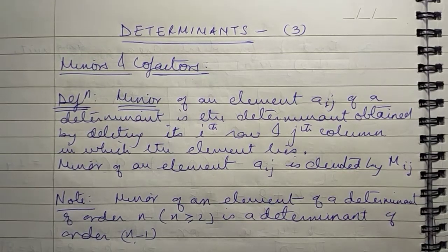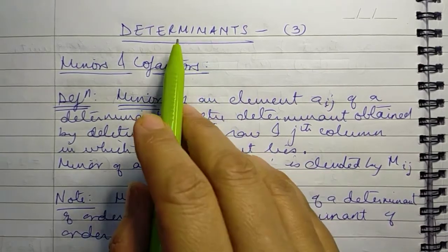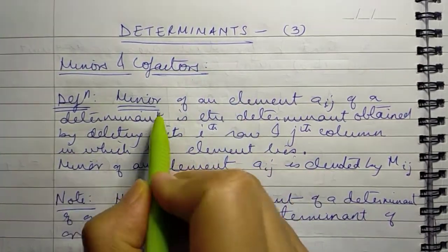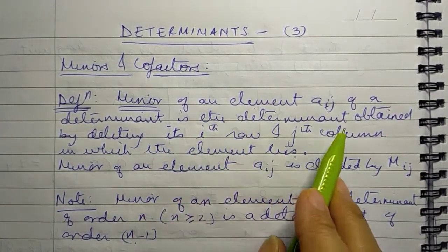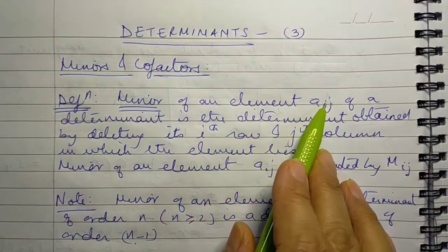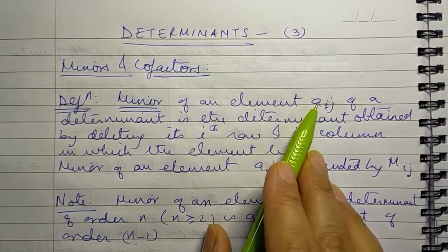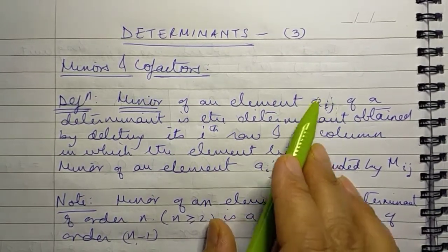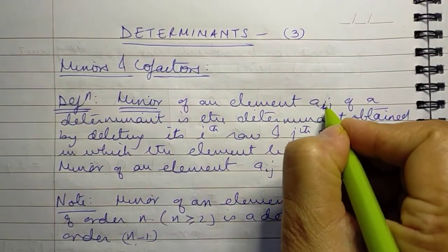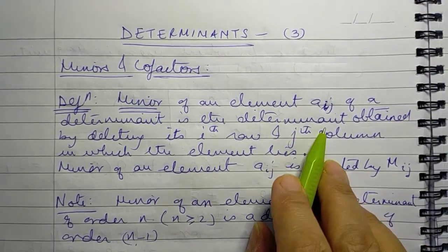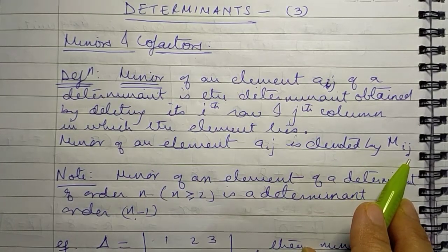Hello students, let us discuss minors and cofactors of elements of a determinant today. So the minor of an element Aij of a determinant is the determinant obtained by deleting the ith row and the jth column, that is, the row and the column to which the element belongs. Whatever is the remaining determinant is called the minor of this particular element Aij, and it is denoted by capital Mij.